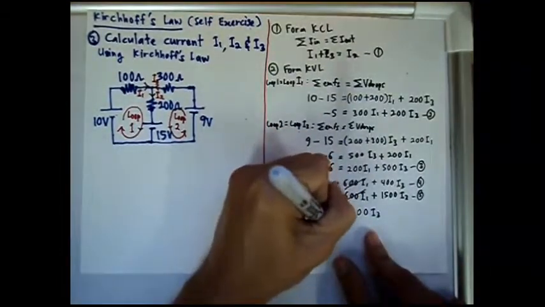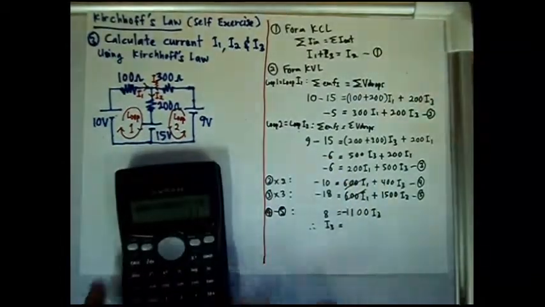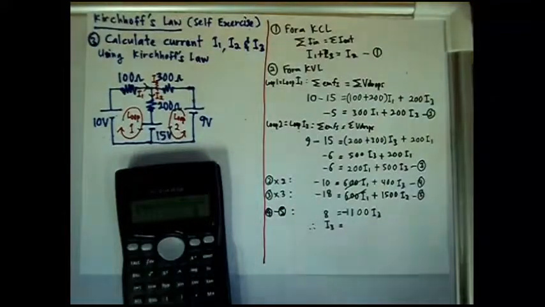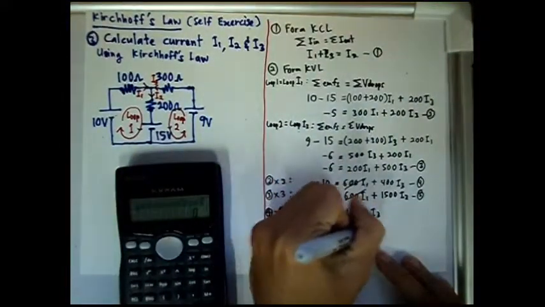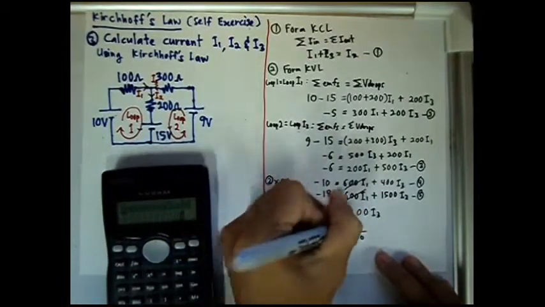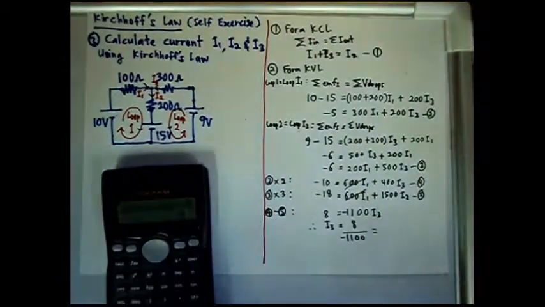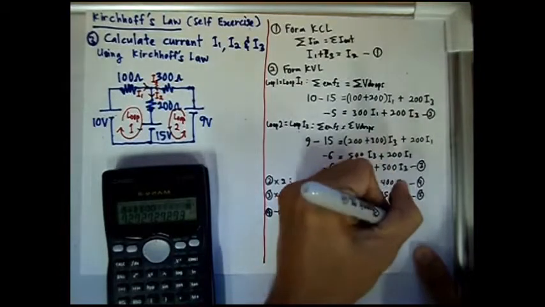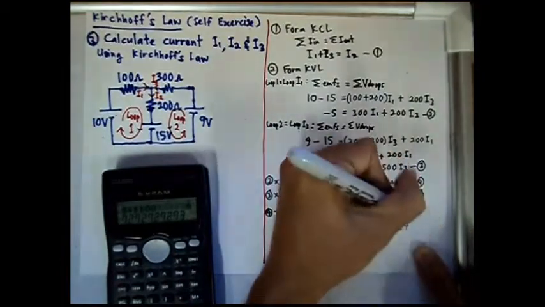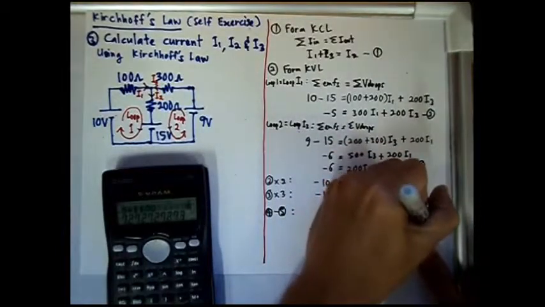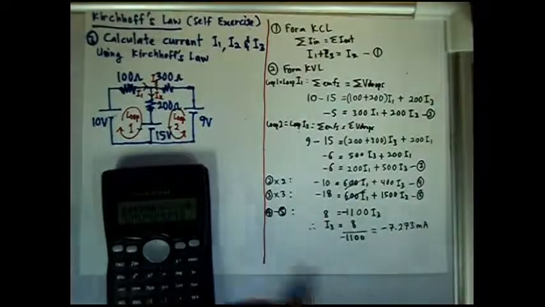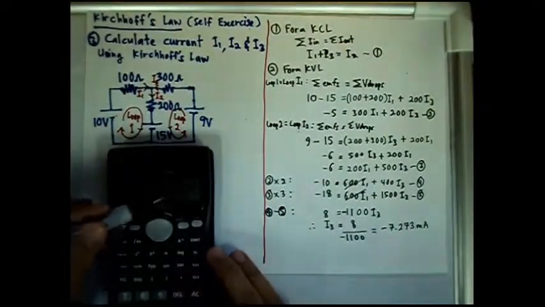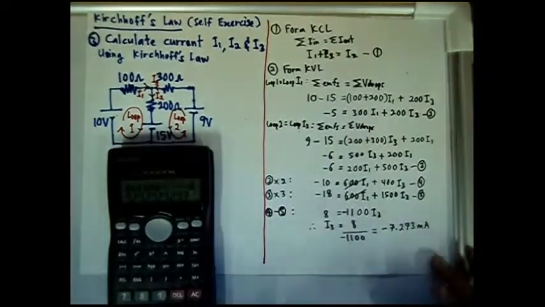Therefore I3 equals 8 divided by negative 1100. So 8 divided by 1100, we get I3 as negative 7.273 milliampere. We have the milli prefix symbol here, so the unit is milliampere.